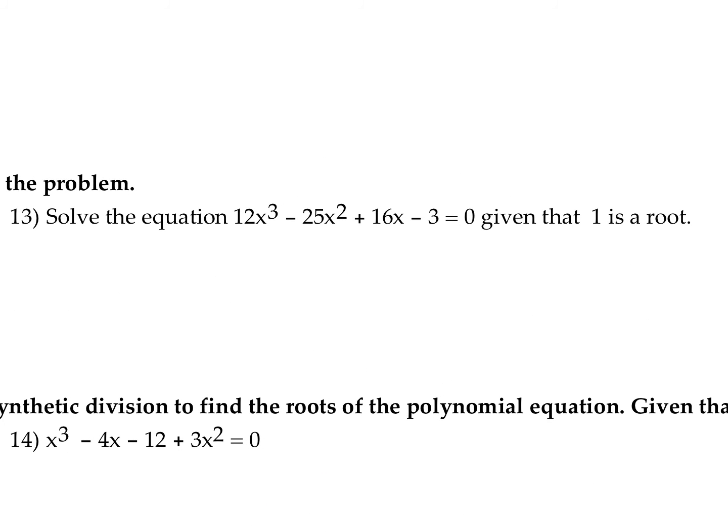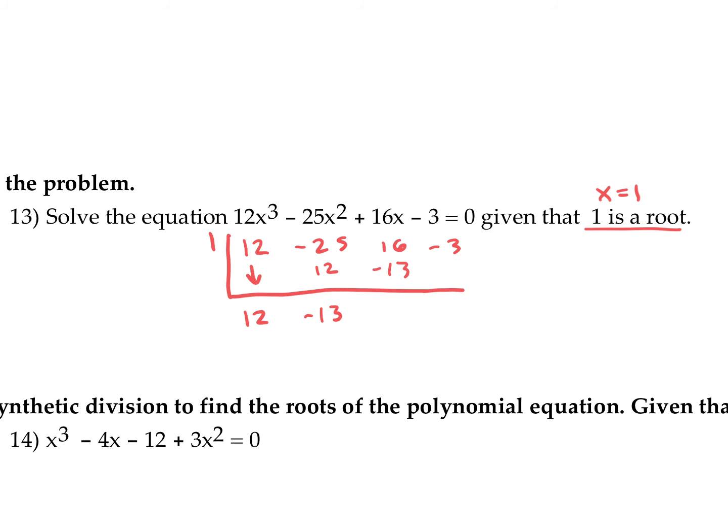Right, 13. So we have to solve given that 1 is a root, so we have to find the other roots. So 1 is a root is just saying x is equal to 1. So let's do synthetic division. So 1 goes on the outside, 12, negative 25, 16, and negative 3 goes on the inside. Drop it down, multiply, add, multiply, add, multiply, add. So now I have 12x squared minus 13x plus 3.